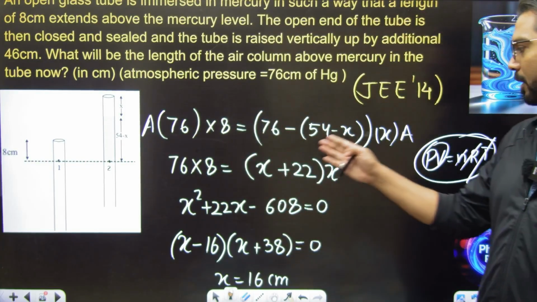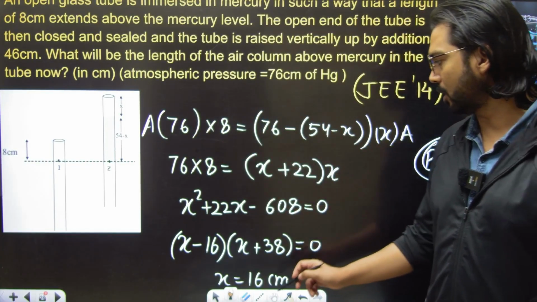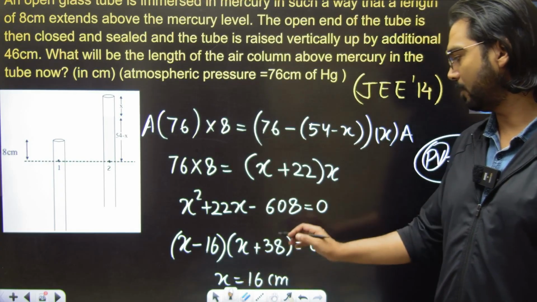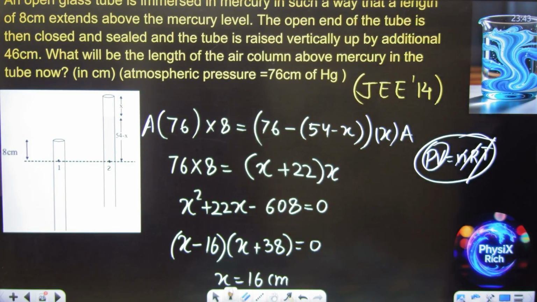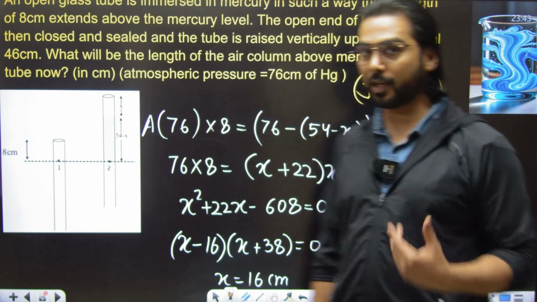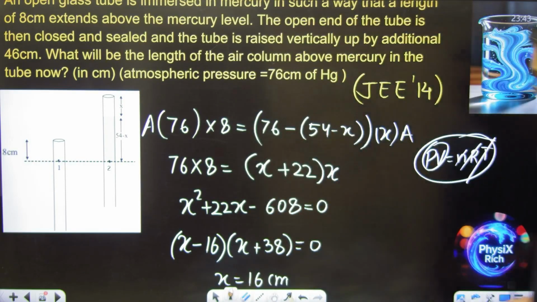And then we do a little bit of quadratic, and we come to a conclusion that X is coming out to be equal to minus 38 or 16. Of course, you reject the minus 38 and you accept the 16. I would like you guys to pause the video at this point and solve this for yourself.